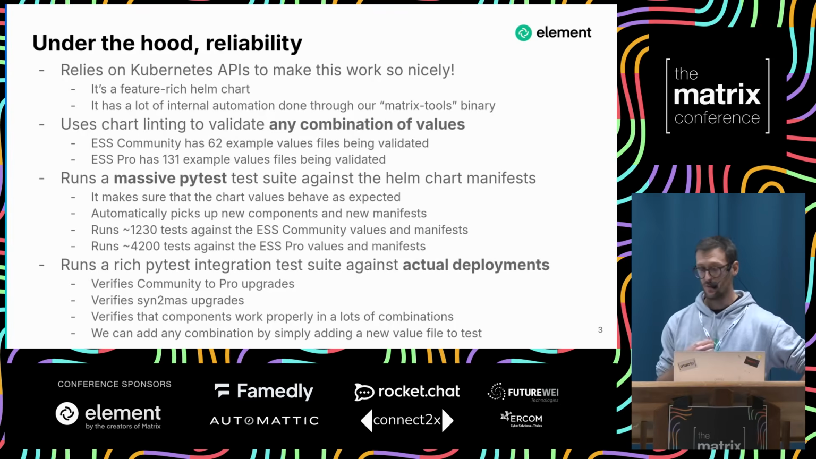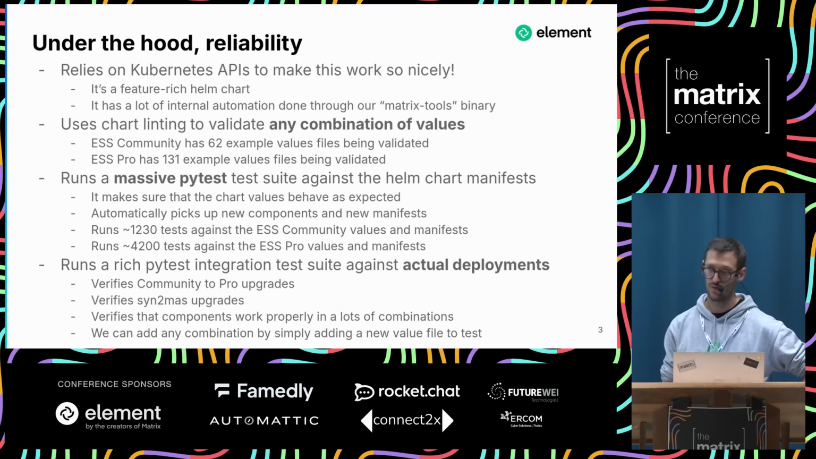Under the hood, what we have done is focus on reliability. It's a very feature-rich Helm chart. We have a lot of internal automations with a binary we built especially for this purpose, Matrix tools. We do a lot of chart linting for people who come from the Kubernetes world. They will see that it's quite a lot of things that we validate.